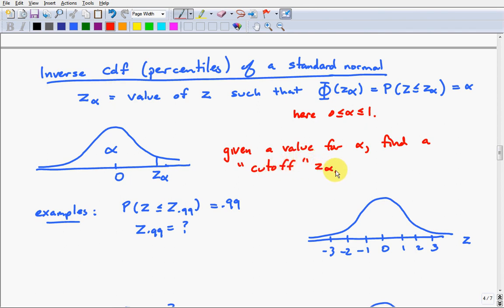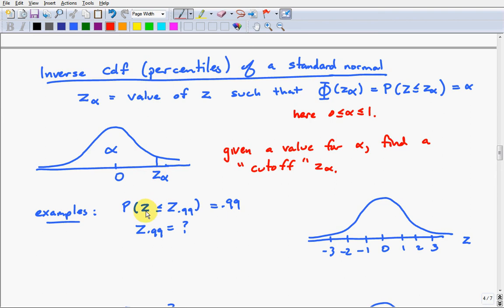This is the opposite of what we were doing on the previous page, because there we were saying, I have a cutoff, tell me the probability. Now we're saying, I've got a probability in mind. What cutoff gives me that probability? And it's not much harder to do it this way.